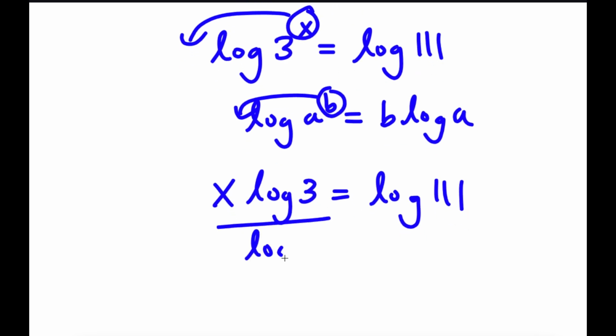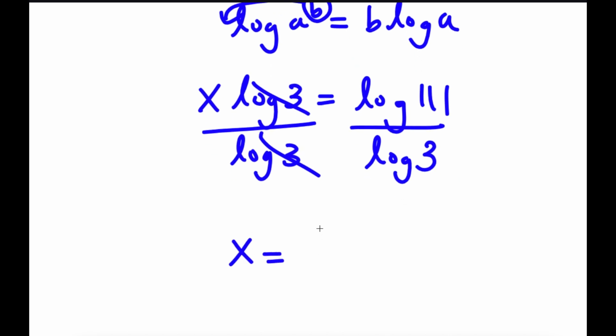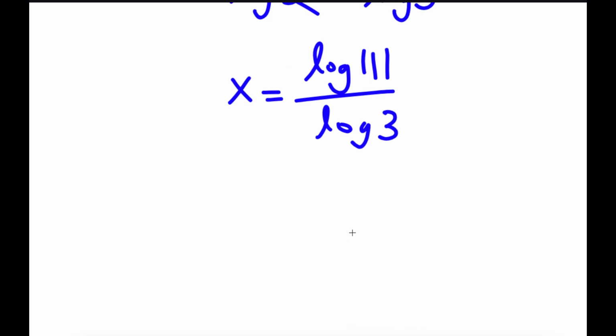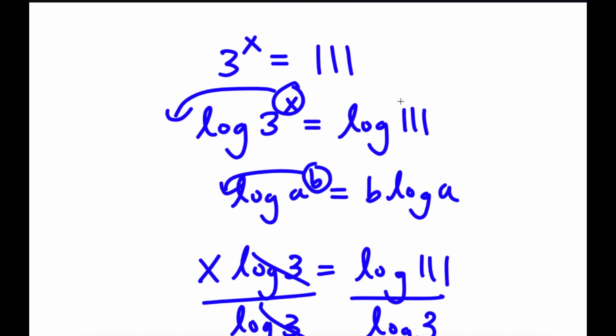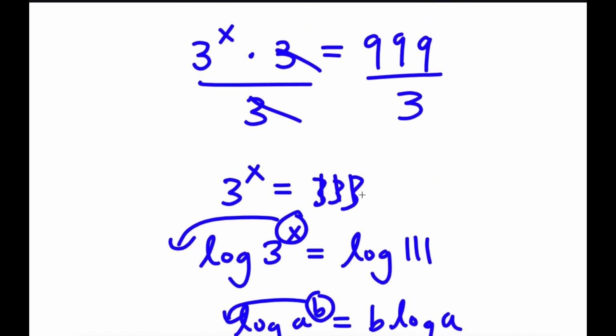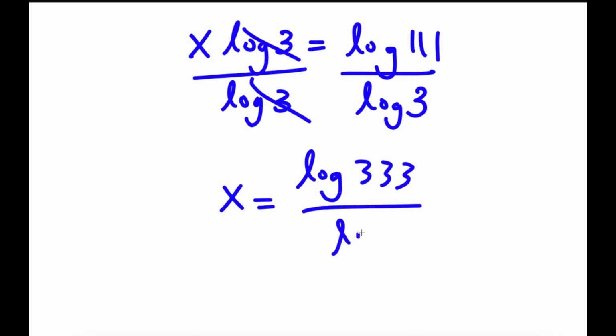Now if I divide both sides by log 3, these two cancel out. And now I have x is equal to log 111 over log 3. Oops, sorry, I think I made a mistake here. 999 divided by 3 is actually 333, not 111, so this is going to be log 333 over log 3.